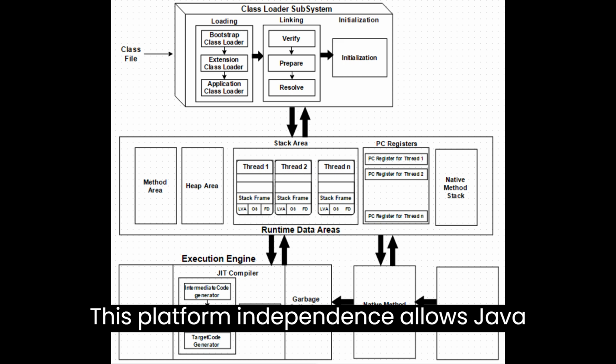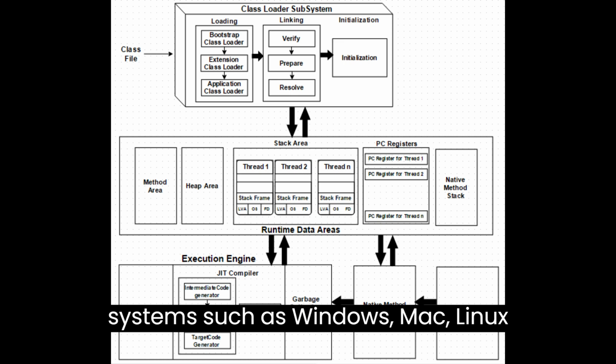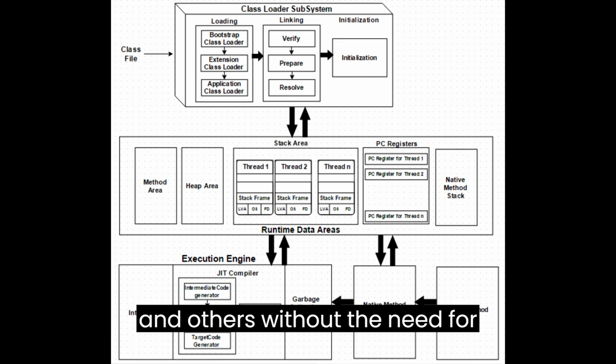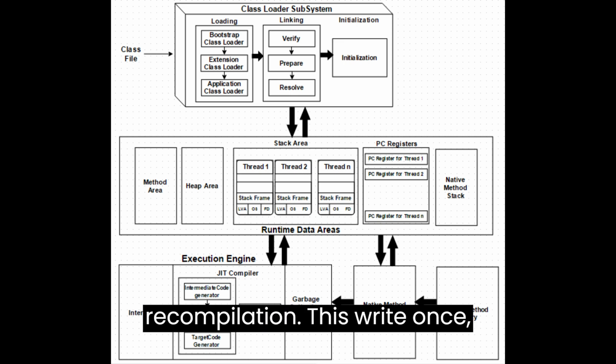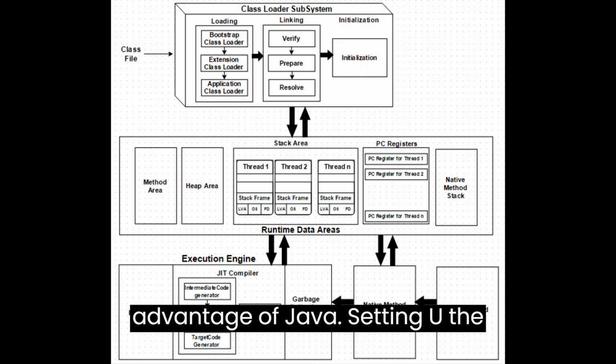This platform independence allows Java programs to run on different operating systems, such as Windows, macOS, Linux, and others, without the need for recompilation. This write once, run anywhere capability is a significant advantage of Java.